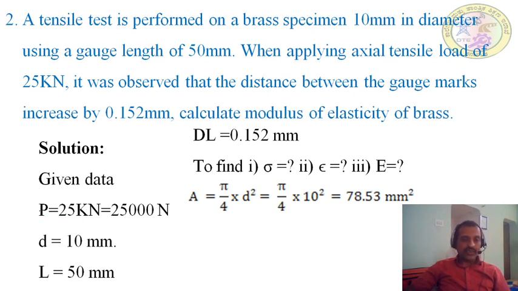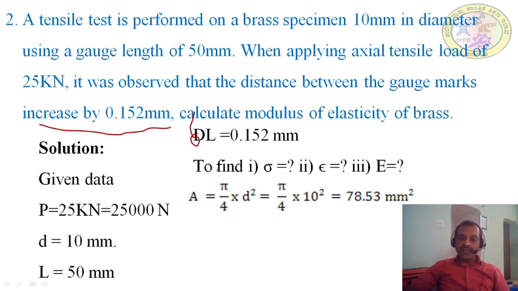In the given data, he has given P. P is equal to 25 kilonewton. Again, convert kilo into newton. It is 25,000 newton. Diameter d is given as 10 mm, and length L is given as 50 mm. And delta L is also given: 0.152 mm. In the problem, it was observed that the distance between the gauge marks increased by 0.152 mm. So increase means it is the delta L.